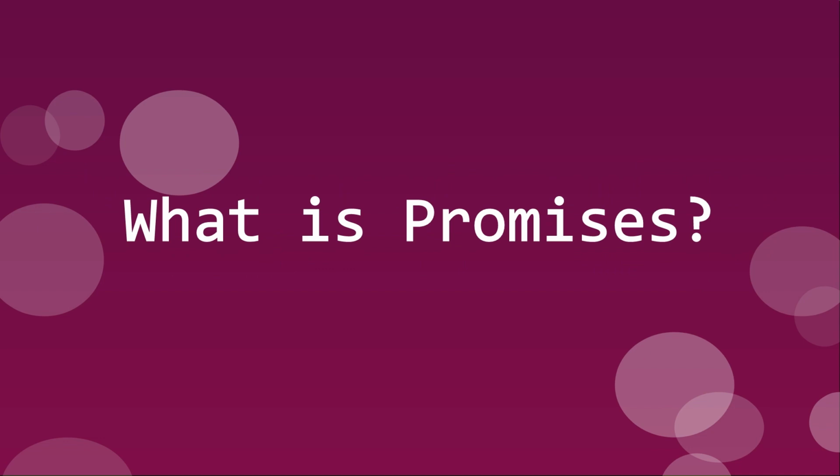A promise is an object that represents the eventual completion or failure of an asynchronous operation and its resulting value. It provides a way to write asynchronous code that looks synchronous, making it easier to reason about and more maintainable.